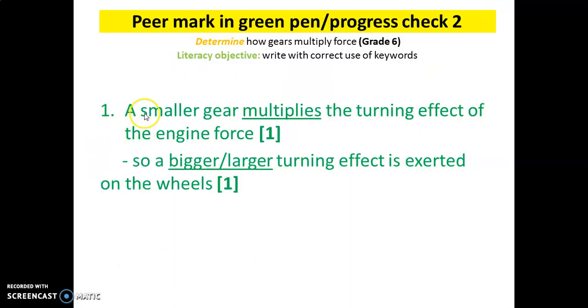Anyway, so question 1, the answer is: a smaller gear multiplies the turning effect of the engine force. That's mark 1. Mark 2: a bigger or larger turning effect is exerted on the wheels, and that's for mark 2.